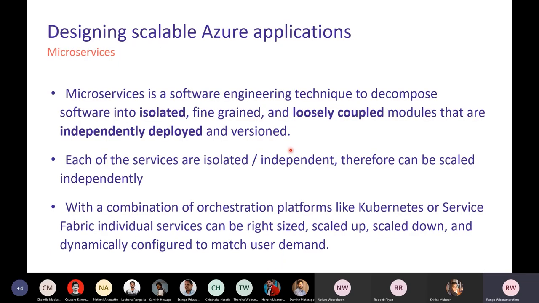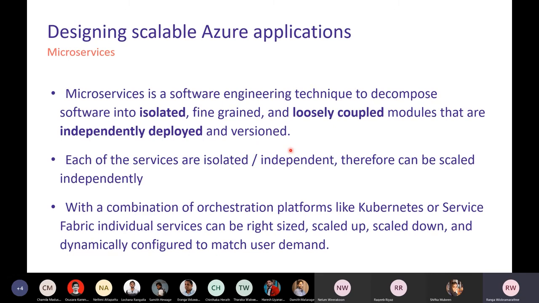The next thing is microservices, which is a common term these days. It's a software engineering technique to decompose an application into isolated, loosely coupled, and independently deployable modules. Each of these can be versioned and deployed easily. The benefit is you can scale based on the requirement. For example, if you have a massive application where inventory, sales, marketing, and everything goes together, you can scale only the sales part based on the user load. So you can just scale one particular part.